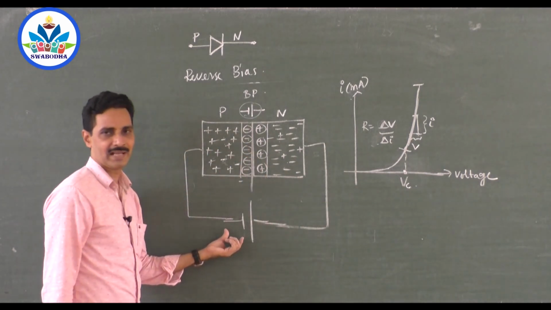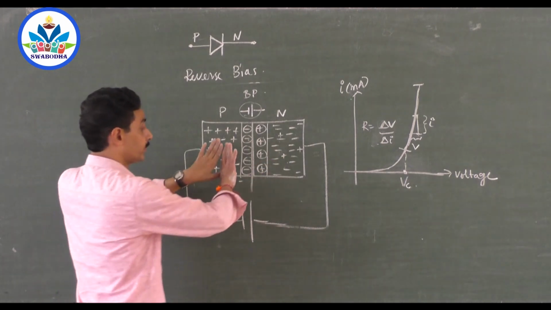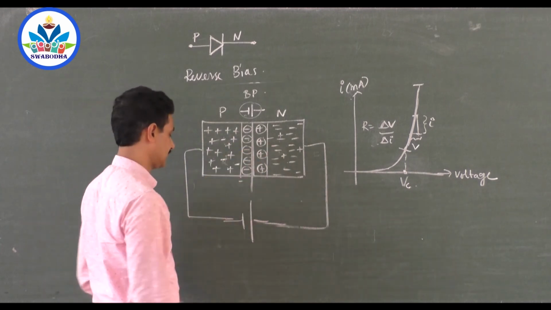They don't produce any current because they want to go here. These electrons want to go here. You can't produce a current by moving in the opposite direction like this. They have to move towards each other.